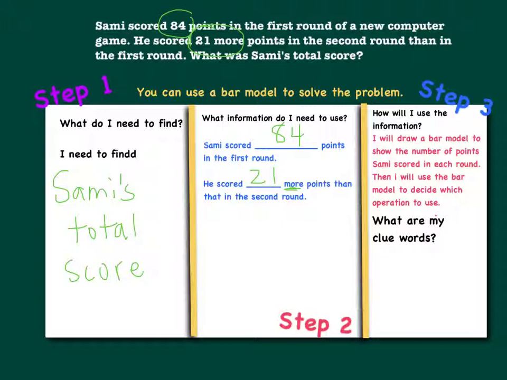We're going to draw the bar model, but the next thing I need to look at is what are my clue words. In step 3, we're always looking at clue words and how we're going to solve it. So our clue words in this, like we talked about before, are total score. Total means we're going to do what? Add. Very good.